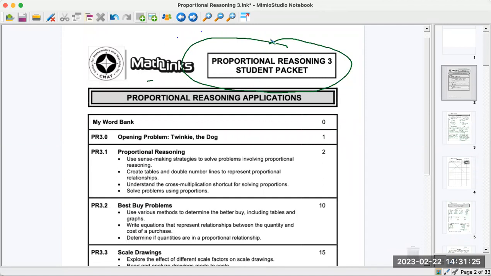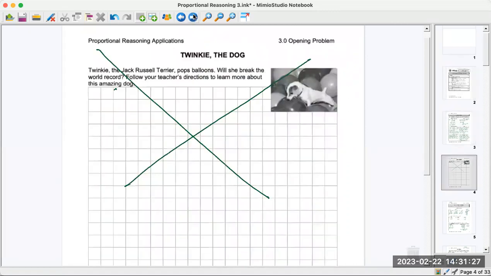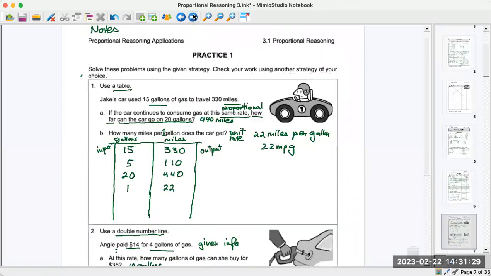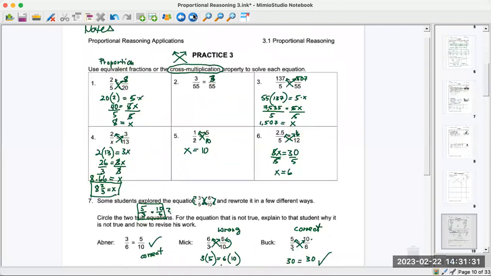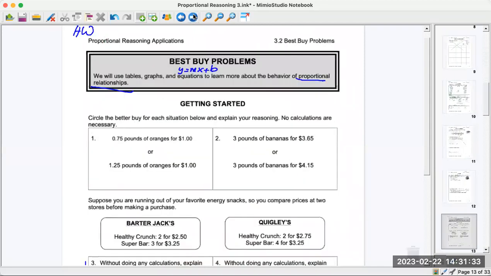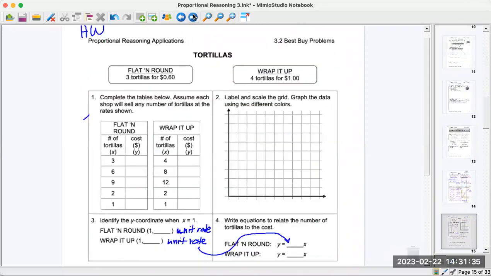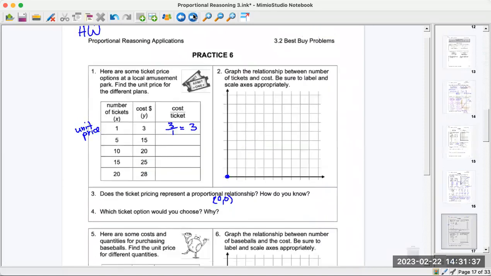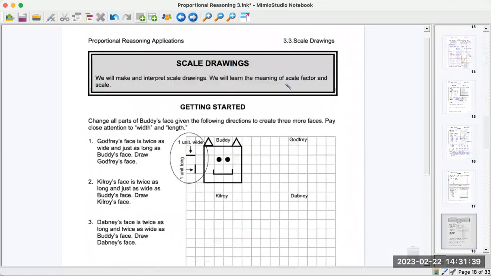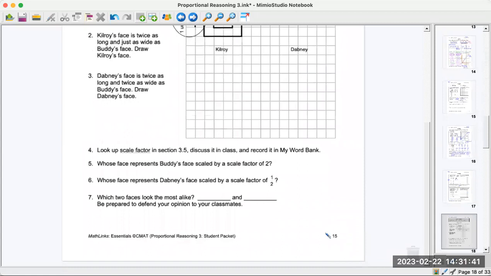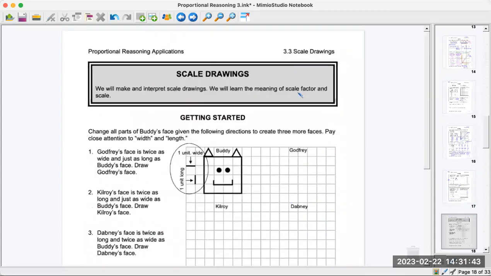We already did 2 videos on it, so I'm scrolling forward, and you should have notes or watched these videos already, 1 and 2. And we're coming to page 15. Check it out on the bottom here. It's called Scale Drawings. We will make and interpret scale drawings. We will learn the meaning of scale factor and scale.